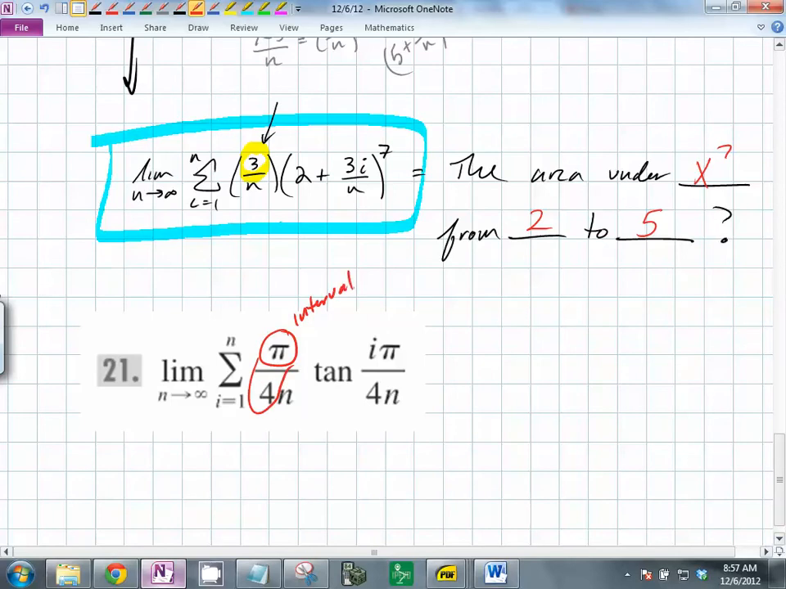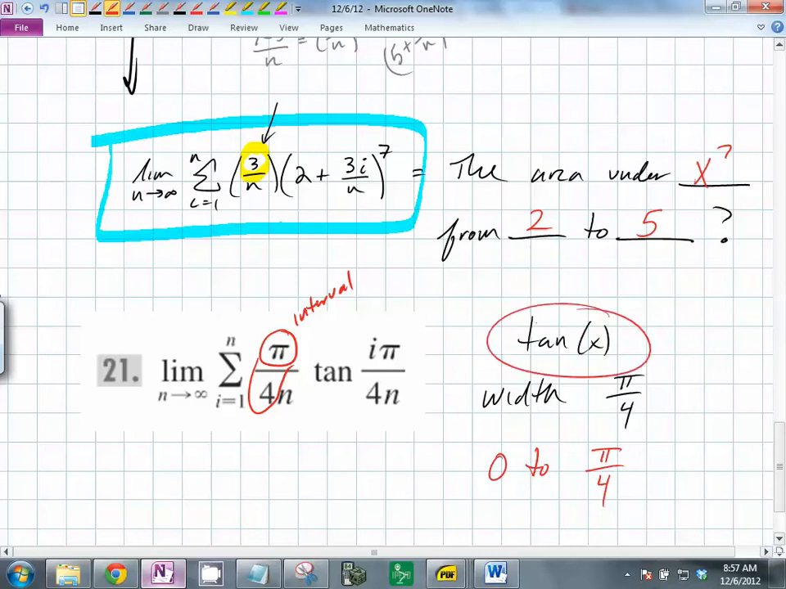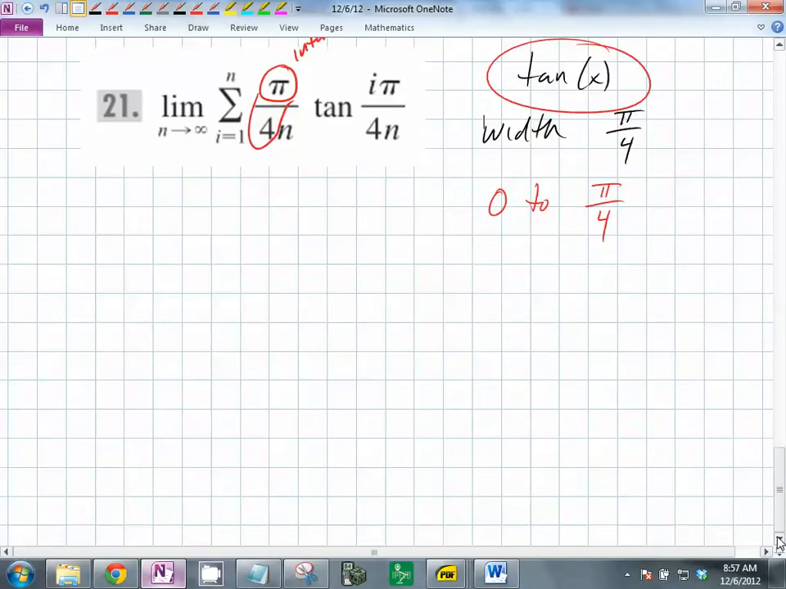So we now know, we think tangent x is going to be involved. And the width of the interval is going to be pi over 4. We don't really want the width. We want to know what it's going from and to. So how do we figure out what it's going from? So it looks like it's going to go from 0 to what? Pi over 4. And we think it's tangent x. Now, if you think that's true, let's build it and see what happens. So what does tangent x look like?